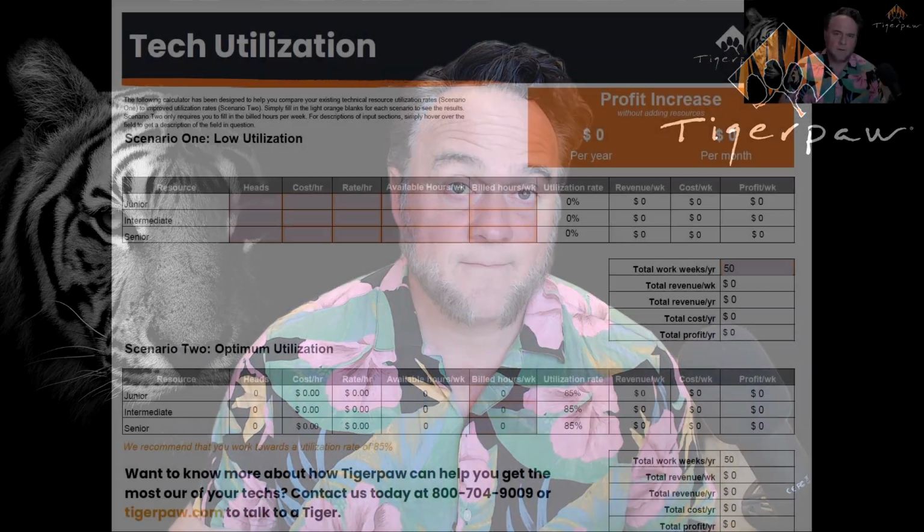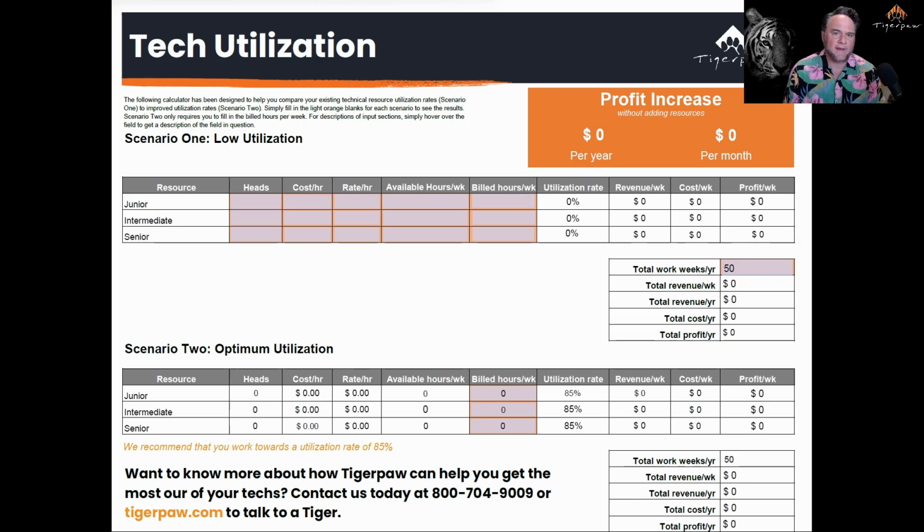All right, everybody, here we are back in the calculator. And as you can see at the top, the most important stuff is the profit increase that you're going to see as we better utilize how you're using your tech staff. I want to take a quick walk through just the structure of the document so you understand how you're going to be using it. So first, there are some general instructions here at the top.